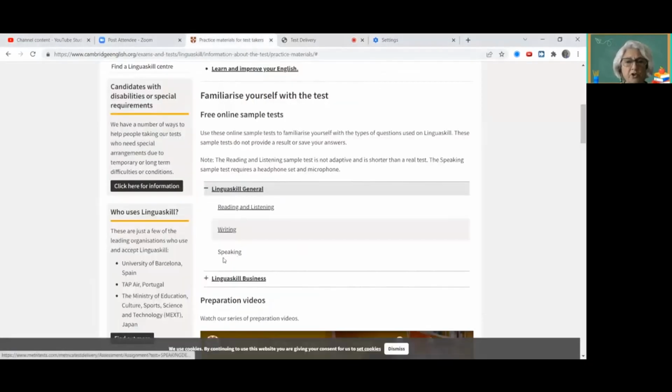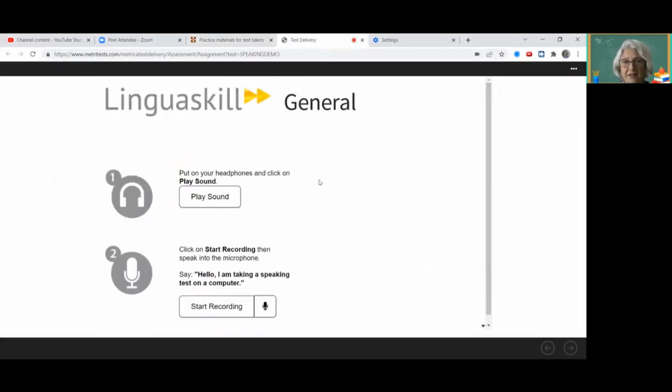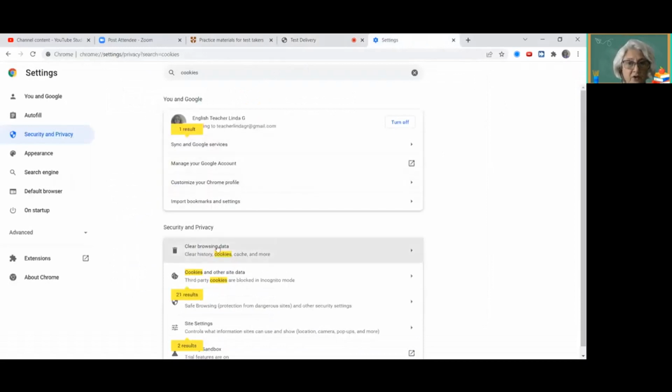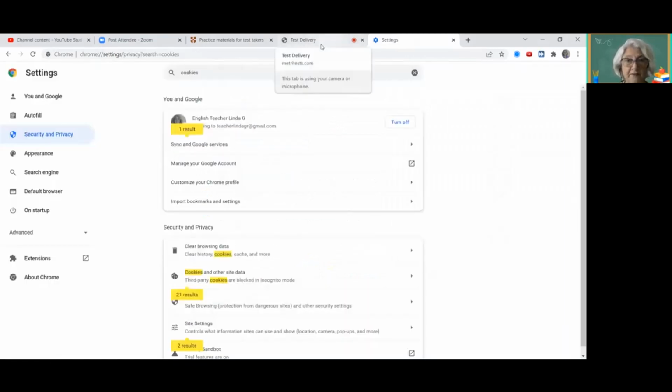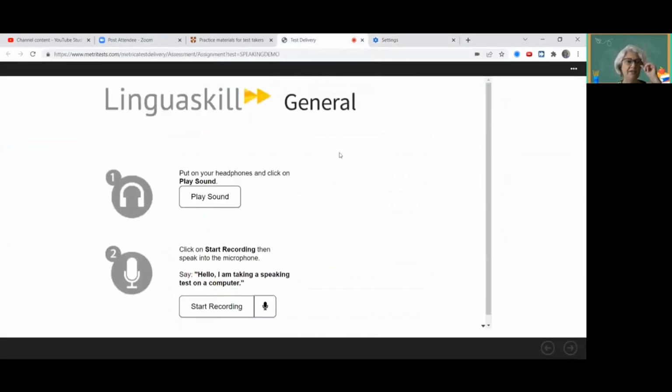All right, so we're going to look at the speaking. Now, because I've used this site a few times for my students to help them practice, I wasn't always able to access the tests. I had to delete my cookies. So I had to go to my settings and go to clear browsing data here to delete my cookies so that I could use the site again. All right, let's take a look at the speaking assessment now.